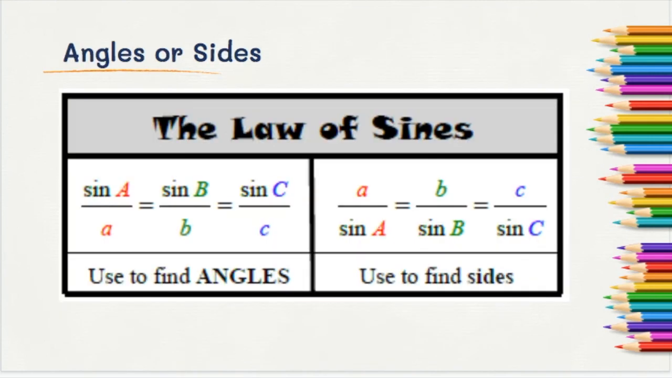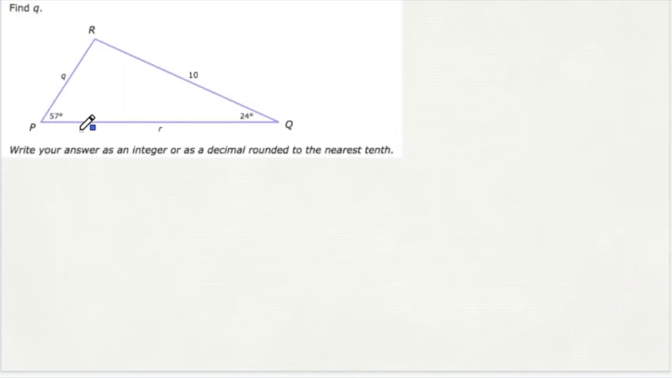More specifically, we use sine on the numerator and side length on the denominator when we try to find the angles. And when we try to find the sides, we use the side length on top and the angles on the bottom. It really doesn't matter, but it is a little faster this way if you want to think about it that way. Okay? All right, let's try this problem now.